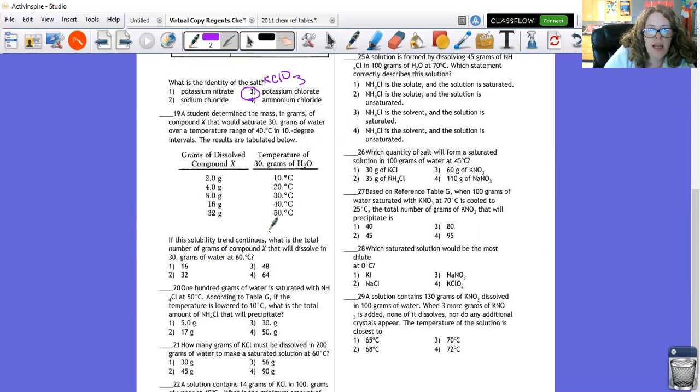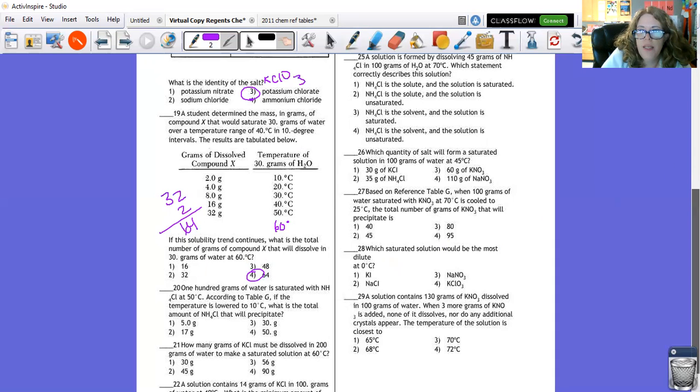So basically, I need to figure out what is it going to be at 60 degrees. So now I go 2, 4, 8, 16, 32. So 2 double is 4, double is 8, double is 16, double. So I would basically be doubling 32, right? So 32 times 2 would be 64. All right, so we have question number 20.